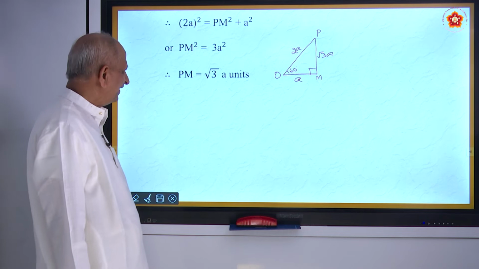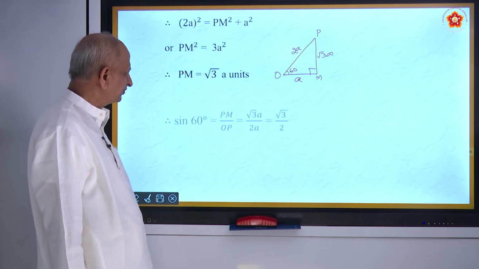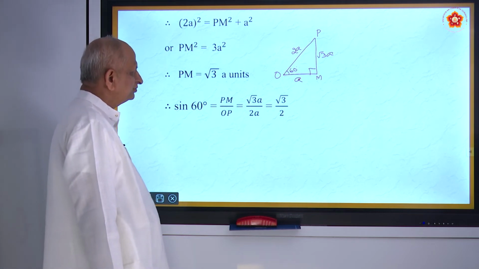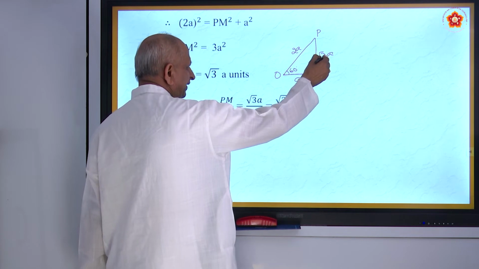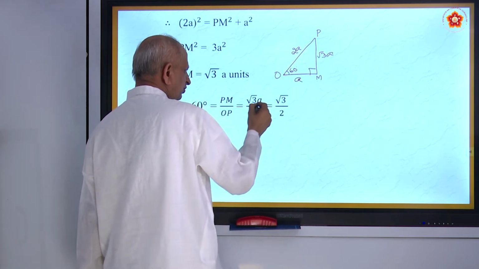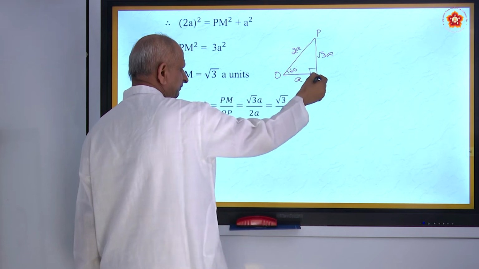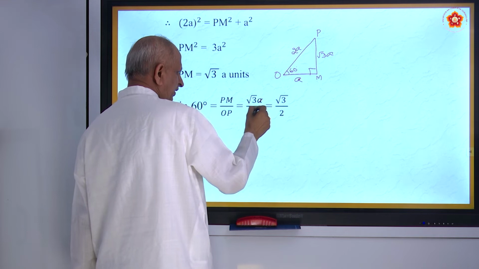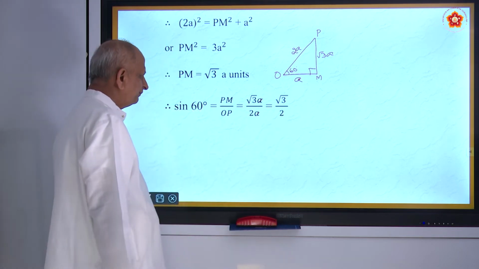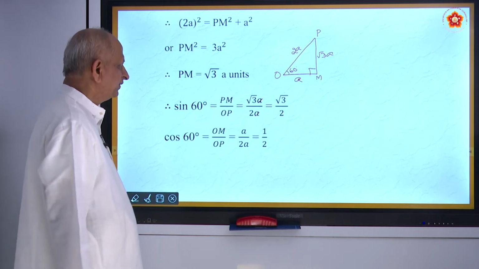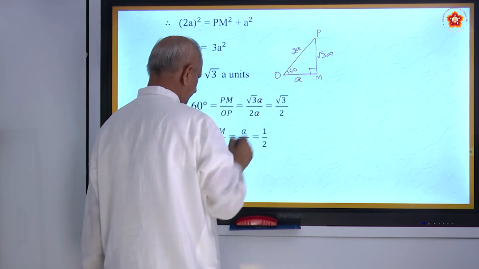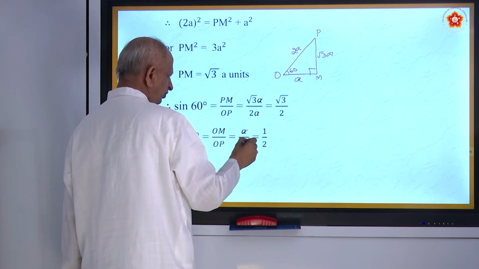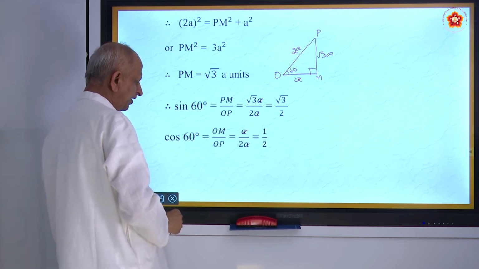Okay. And now you write the ratios, different ratios. So sine 60 will be equal to opposite side by hypotenuse. So root 3, opposite side means PM by OP, root 3A by 2A, A cancels, root 3 by 2. What about cos 60? Adjacent side by hypotenuse. That is OM by OP, that is A by 2A. So A cancels, you get half.